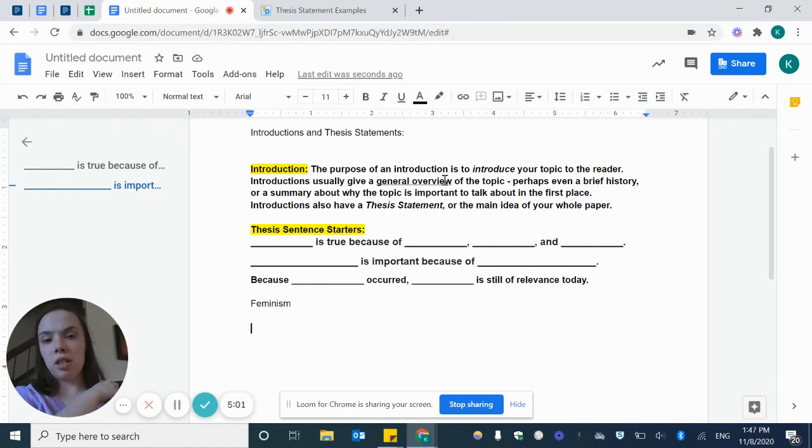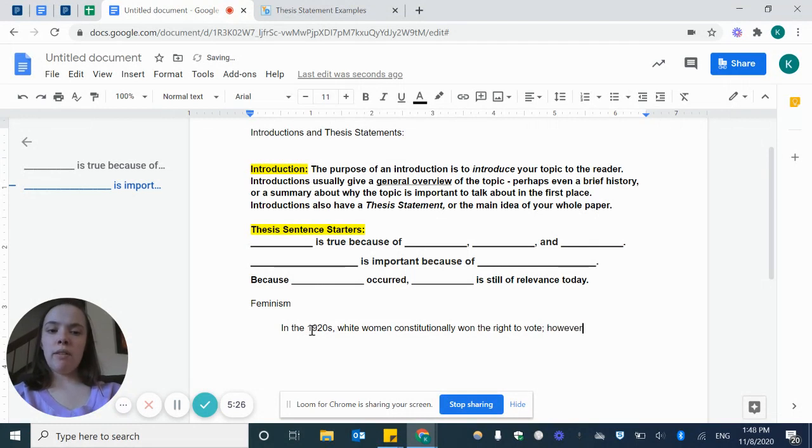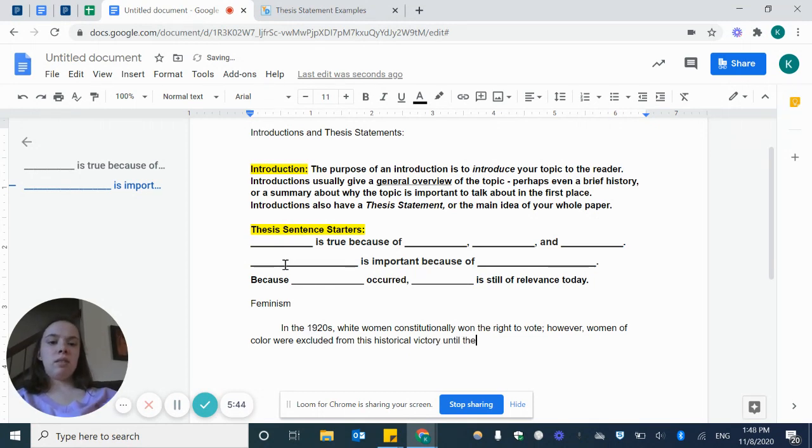So if we go back to my introduction, the introduction introduces my topic to my reader. So maybe I want to start off and say, in the 1920s, white women constitutionally won the right to vote. However, women of color were excluded from this historical victory until the passing of the Civil Rights Act in the 1960s.